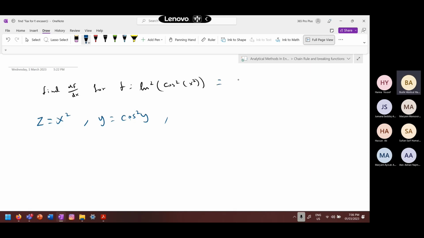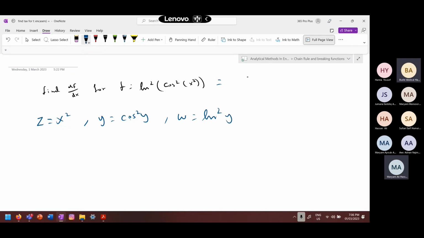So you can have the following. Or you can also simplify it furthermore. You can have w is equal to ln square y. Okay? So eventually f is equal to w. Something simple, right? Now we will have to do what's called partial derivative. Just find the partial derivative of each of them. So, or just the derivative.